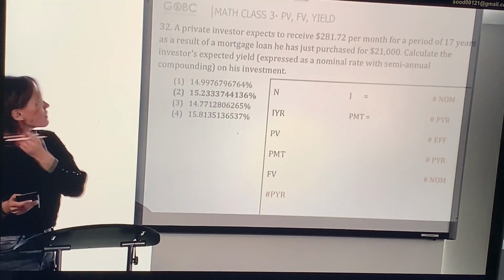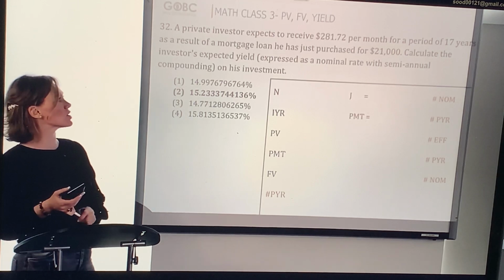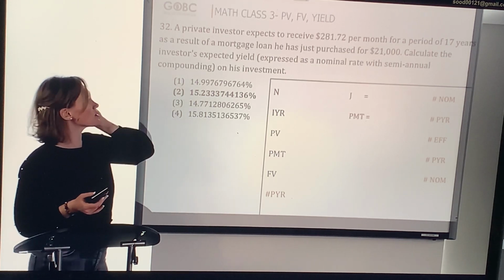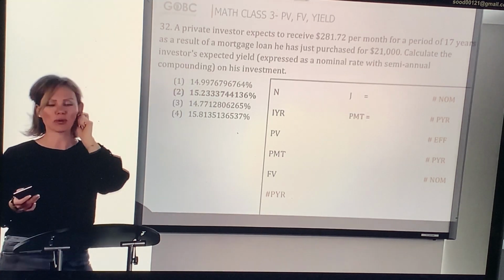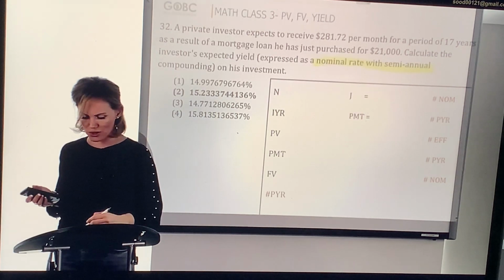So question 32. A private investor expects to receive $281.72 per month for a period of 17 years as a result of a mortgage loan that he just purchased for $21,000. Calculate the investor's expected yield expressed as a nominal rate with semi-annual compounding. Same question. Try to do this one on your own. Nominal rate with a semi-annual, so they're looking for the J2, okay?